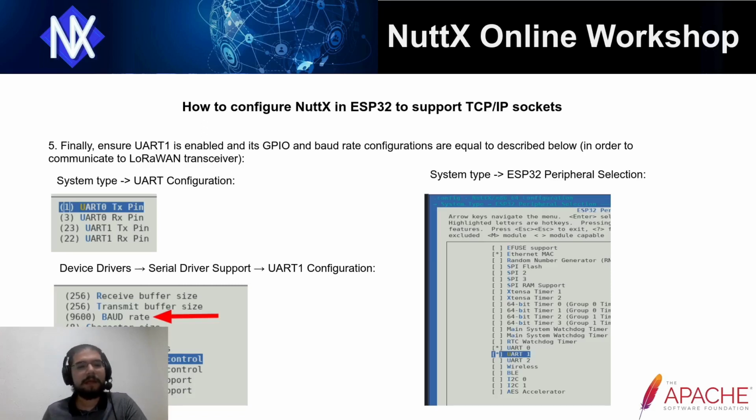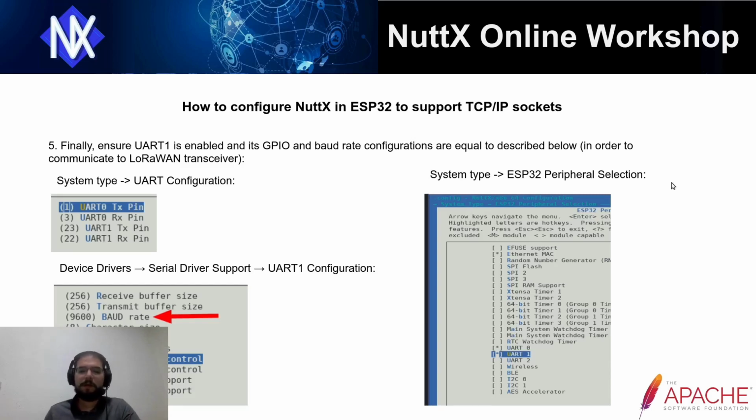And besides that, we also have to configure our pins, so our GPIO pins. In this case, we use 23 and 22. And finally, you also need to configure the baud rate. To communicate with our module, you use 9600, because that is the rate of the module you are using.